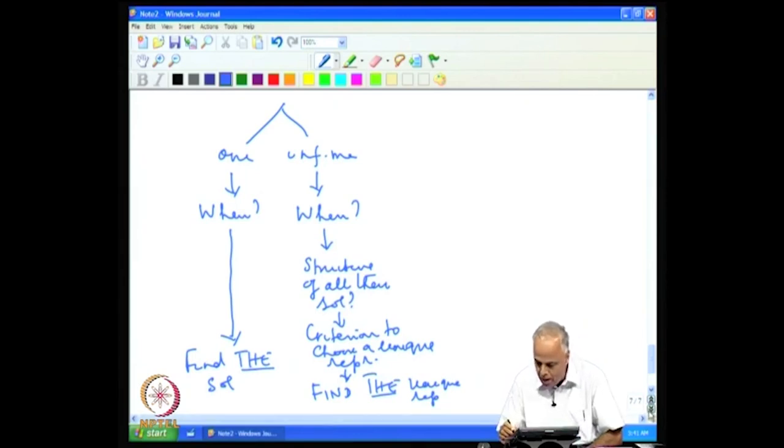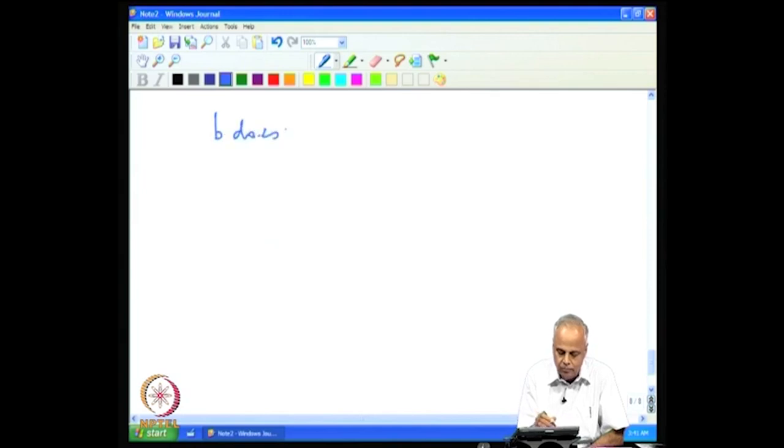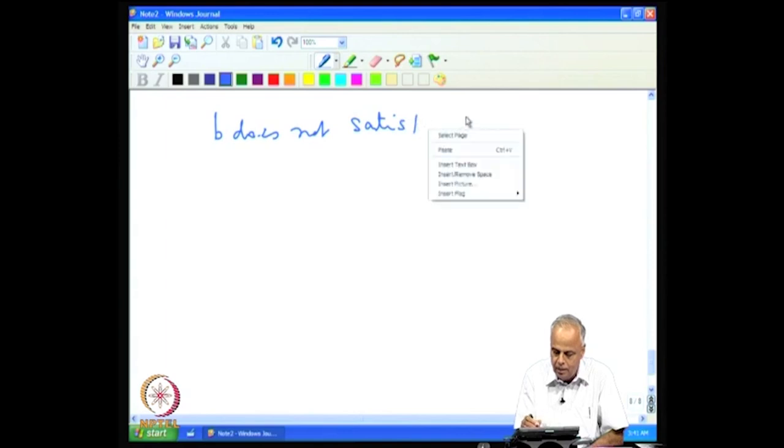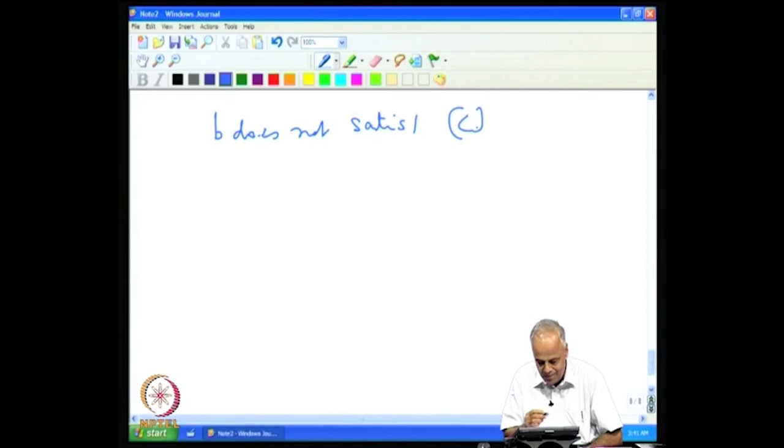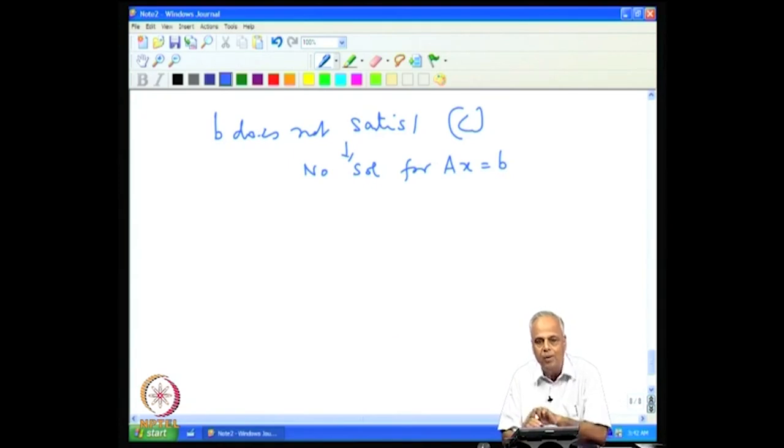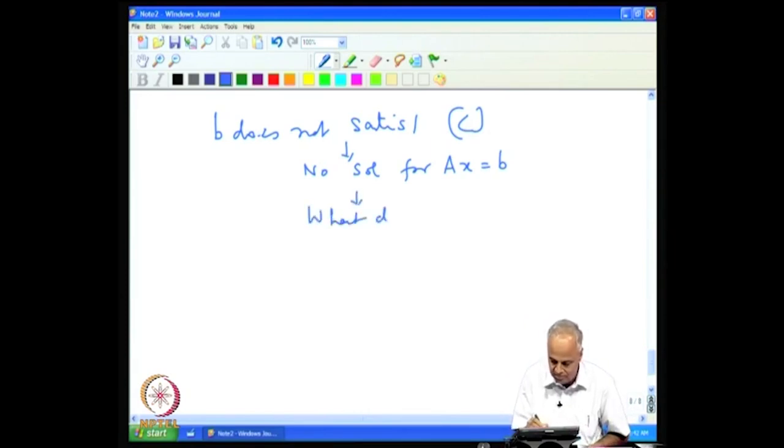Now, the problem is, what happens if b does not satisfy the criterion C? In that case, what can we conclude? We can only conclude no solution for Ax equal to b, because C was the criterion for a solution to exist and b does not satisfy it, and therefore, we conclude that there cannot be any solution. If there is no solution, what do we do? For this, we would like to analyze what exactly the fact that there is no solution implies. So, what do we mean by no solution?